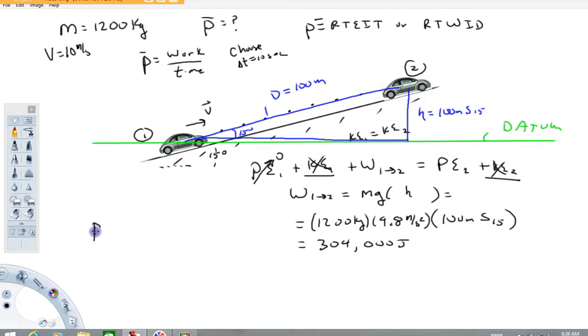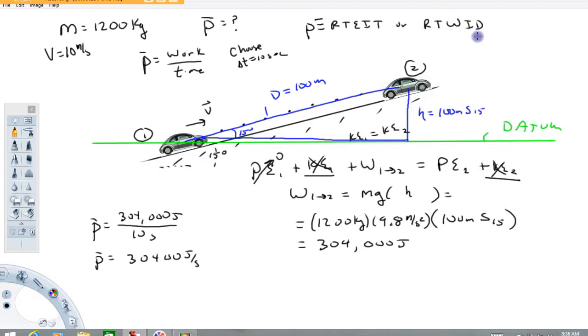So our power, which is equal to our work done, which is equal to 304,000 joules, divided by our time, 10 seconds. So our average power ends up being 30,400 joules per second. Also notice how it's calculated. The 304,000 joules is equal to the work done on the car. It's also equal to the potential energy of the car at position 2. That's why we can use either of these definitions here.